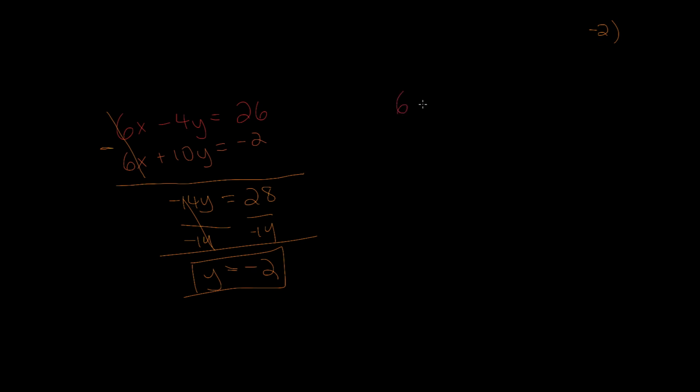So we're going to have 6x minus 4 times -2, which we put in place of the y, is going to be equal to 26. So we're going to solve for this. We're going to have 6x minus 4 times -2 is plus 8, is equal to 26. I'm going to subtract 8 from both sides. We're going to have 6x is equal to 26 minus 8, which is 18.